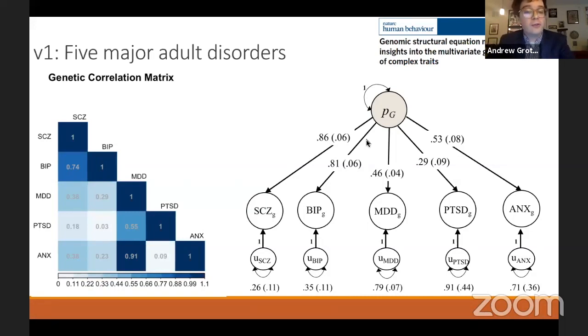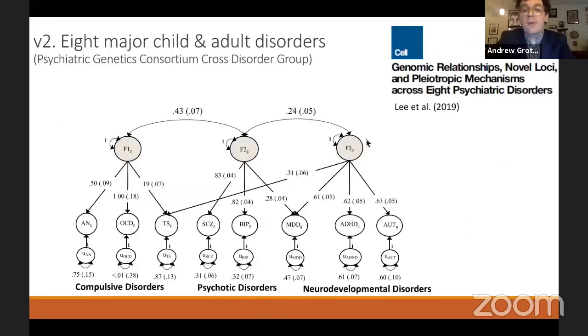But while we call it a general psychopathology factor here, we really wanted to improve on this model in future iterations by including disorders across a much wider psychiatric space and a much greater range of disorders in the model. We were able to do that in part by partnering up with the cross-disorder group for the Cell paper, from this model that Jordan presented on Wednesday, where we modeled 3 correlated factors based on those 8 disorders: a compulsive disorders factor, a psychotic disorders factor, and a neurodevelopmental disorders factor. And we found that this fit the data pretty well for that genetic correlation matrix I showed you at the beginning.